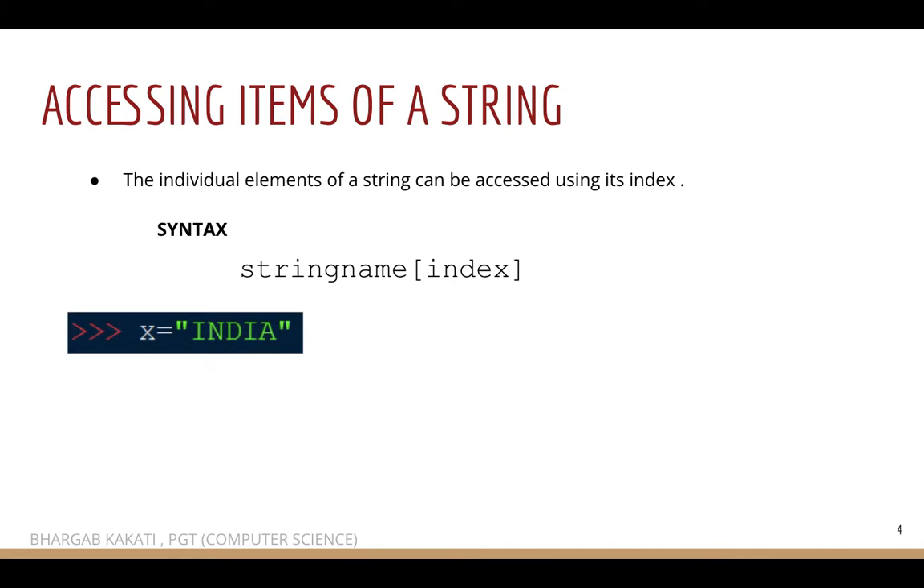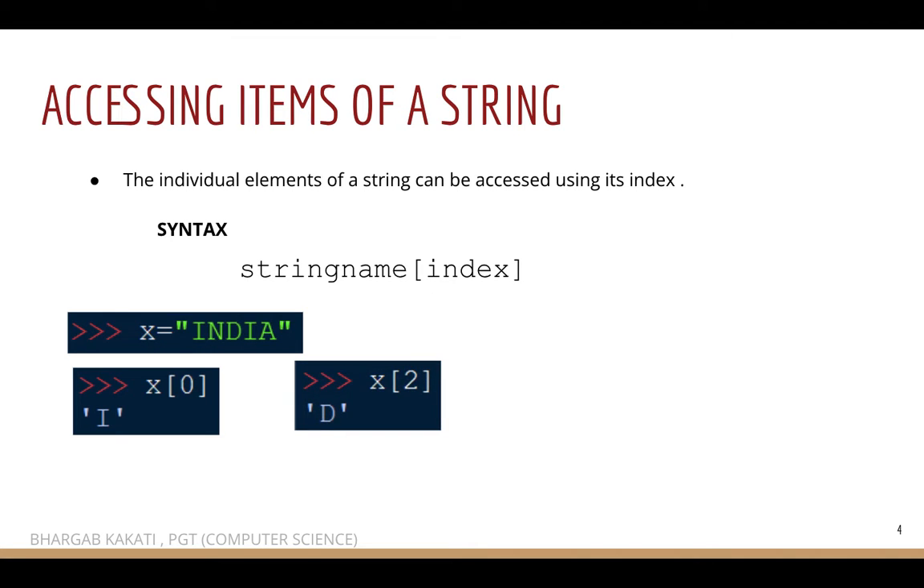For example, if the string is India, and I have to access the element at the index 0, I need to write x and within brackets I need to specify 0. Then what will be returned? The element that is at the index 0 will be returned and it will be shown in the output.